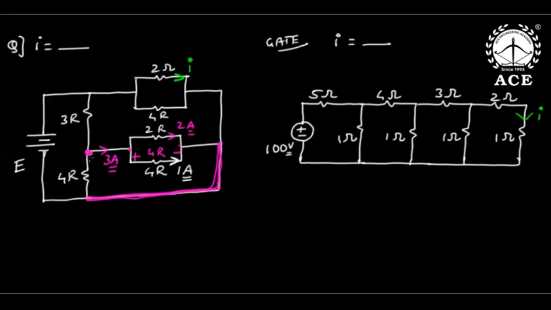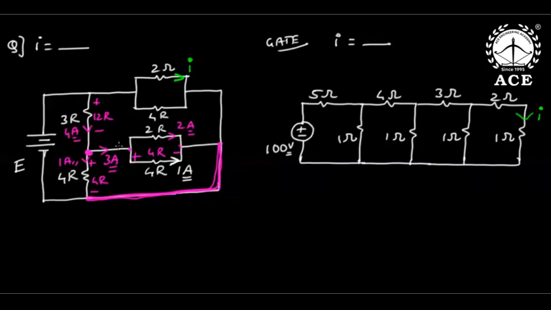If this is 4R volts, this is also 4R volts. 4R by 4R is 1 ampere. 3 amperes plus 1 ampere is 4 amperes. Now 4 amperes across 3R is 12R volts. Simple KCL, KVL, 12R.